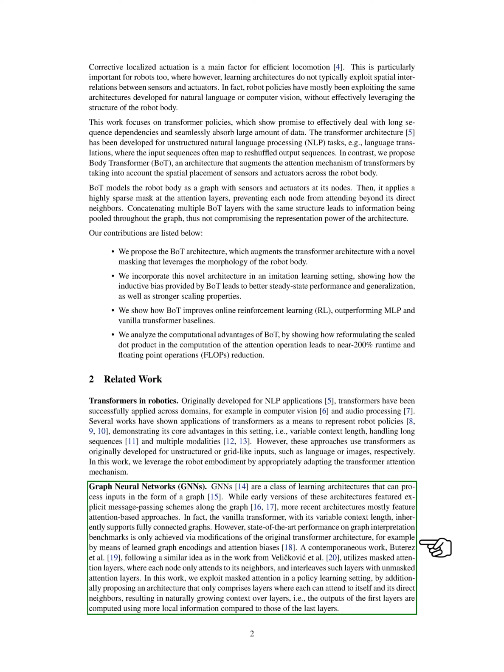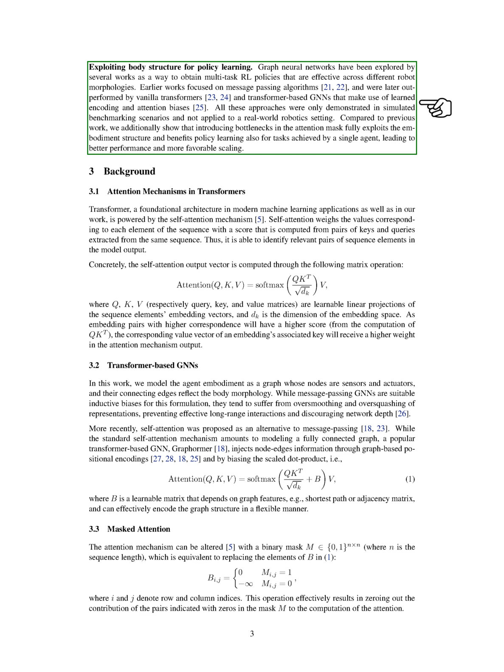Finally, we emphasize the importance of utilizing body structure in policy learning. Previous research has explored GNNs for multitask reinforcement learning across different robot designs, but these methods have mostly been tested in simulations. Our work demonstrates that by incorporating bottlenecks in the attention mask, we can fully leverage the robot's physical structure, leading to improved performance in single-agent tasks and better scalability.